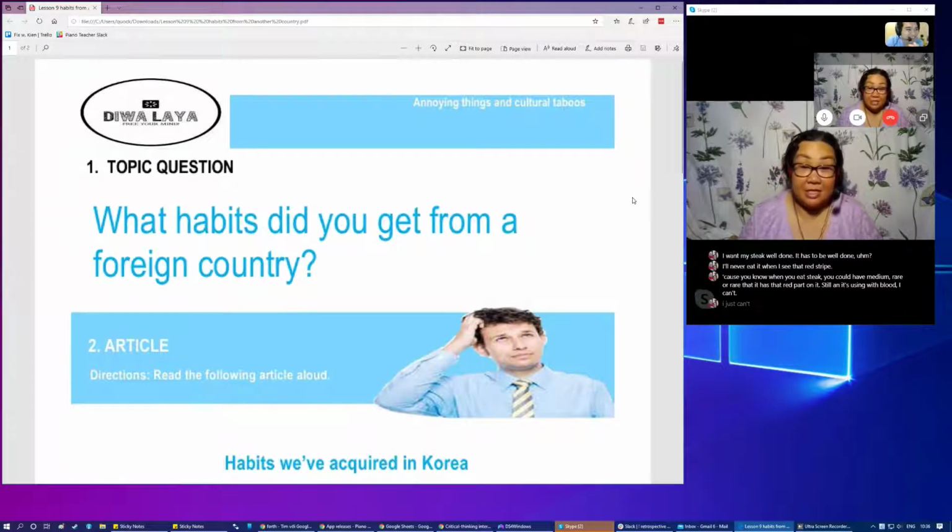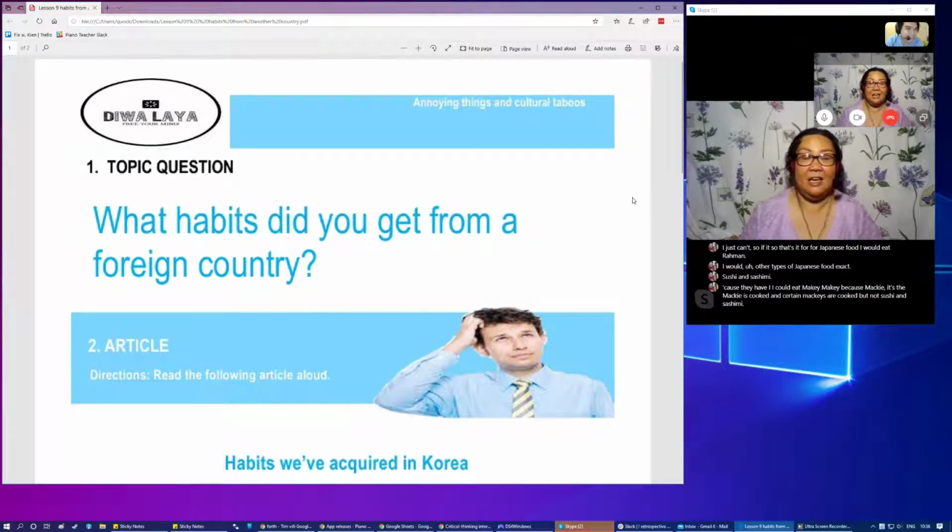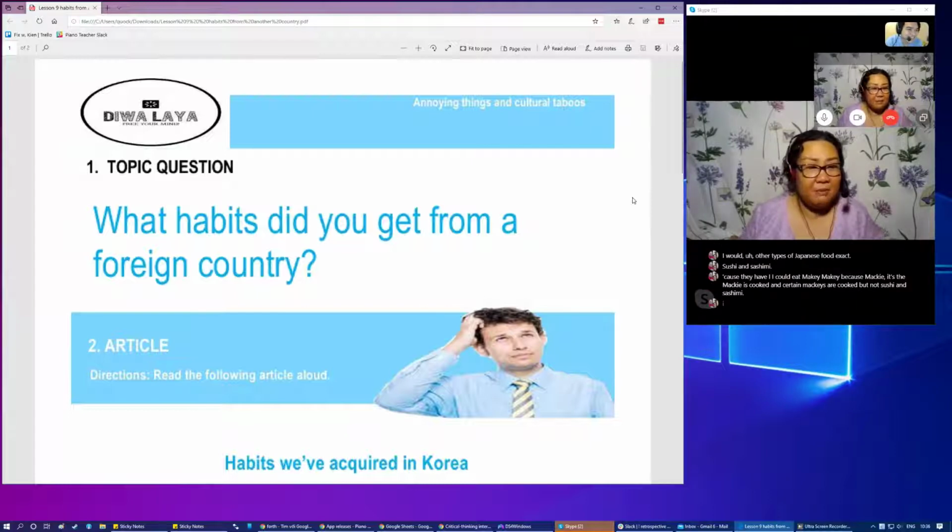For Japanese food, I would eat ramen. I would eat other types of Japanese food except sushi and sashimi, because I could eat maki, because maki is cooked. Certain makis are cooked, but not sushi and sashimi. I just can't. They said, "Oh, you dip it in vinegar." But you only dip it. You didn't cook it in vinegar, like let it stay there for a long period of time.